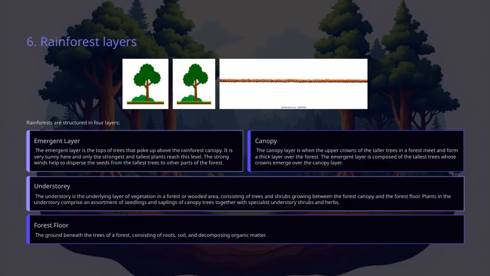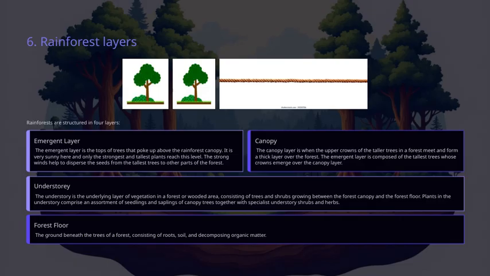Next, we have the understory. This layer lies beneath the canopy and is made up of smaller trees and shrubs growing in the space between the main canopy and the forest floor. The plants here include seedlings and young saplings of the taller trees, along with specialized shrubs and herbs that thrive in the shaded environment. Moving down, we come to the forest floor itself.